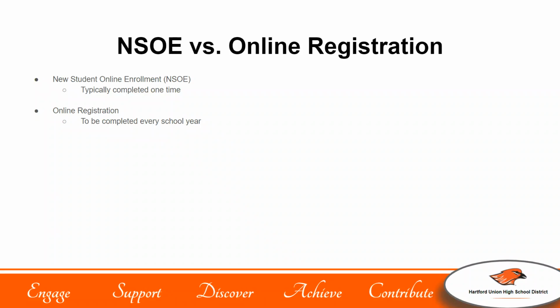Before we dive in, I would like to briefly clarify, as there always seems to be a bit of confusion every year, the difference between NSOE and our online registration. NSOE is completed one time throughout the student's high school years, when a student enters HUHS for the first time. Typically, this happens as the student is an incoming freshman or a transfer student into the district. The only time NSOE would have to be completed again is if a student withdraws from HUHS and then tries to re-enter the district. On the other hand, online registration is completed every new school year, and this information is always sent out in late July, early August.